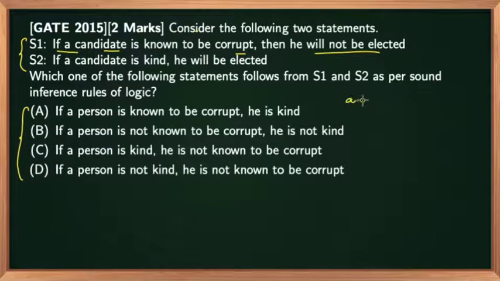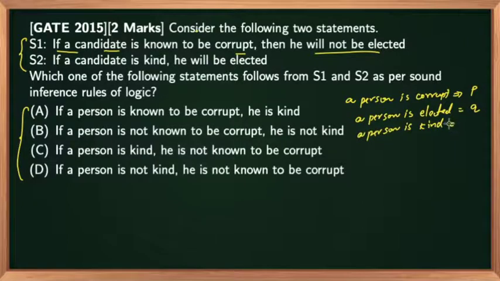So we say that a person is corrupt. Let me call that statement P. The second statement, a person is elected. We call that Q, and the third statement, a person is kind, let me call that R. First premise says if a candidate is known to be corrupt, that is P, then he will not be elected, right? That means not Q. So this is S1. Second statement, if a candidate is kind, he will be elected, right? So R implies Q. So this is the second statement, S2.